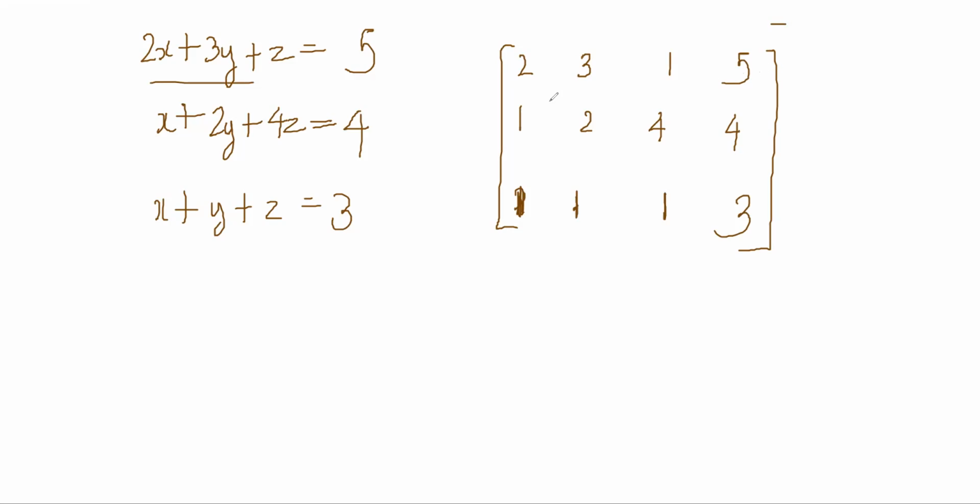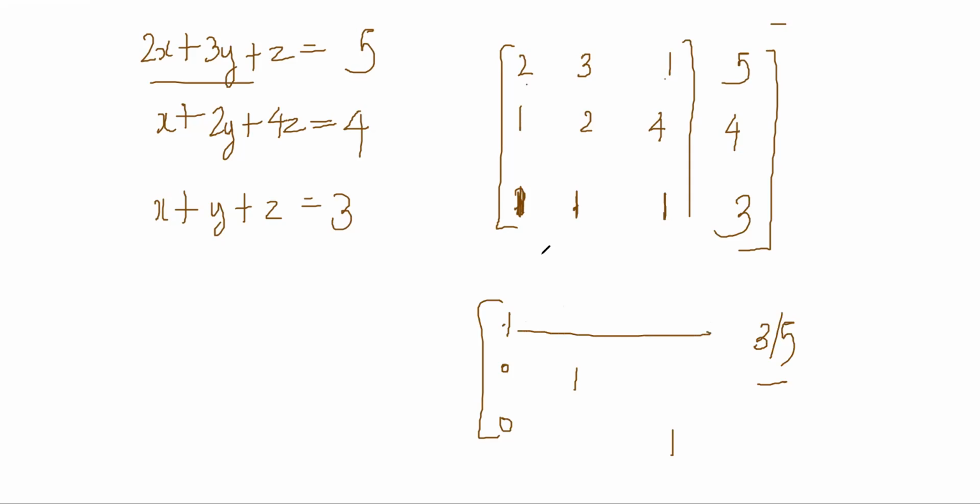If I can reduce this matrix to row reduced echelon form, then I can just match it off. Row reduced echelon form will have a one, some zeros and so on. So the first equation becomes 1 into x plus 0 into y plus 0 into z is 3 by 5. That's what we do. So this is one way to solve.